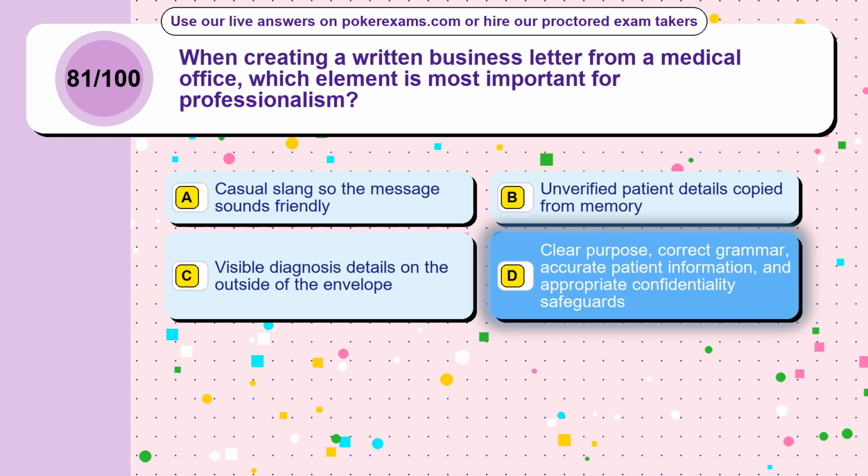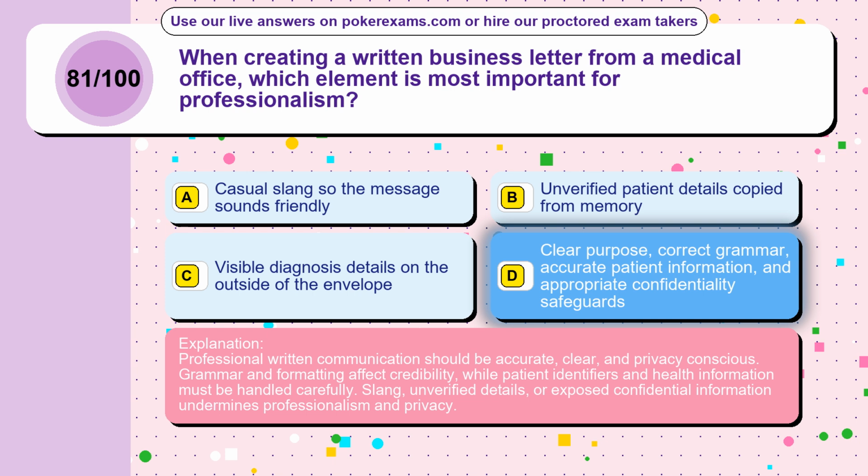The correct answer is option D. Clear purpose, correct grammar, accurate patient information, and appropriate confidentiality safeguards. Professional written communication should be accurate, clear, and privacy-conscious. Grammar and formatting affect credibility, while patient identifiers and health information must be handled carefully. Slang, unverified details, or exposed confidential information undermines professionalism and privacy.